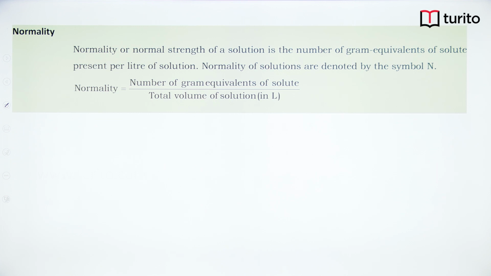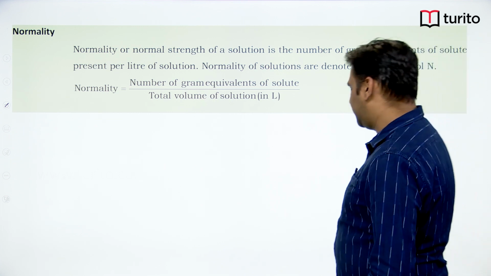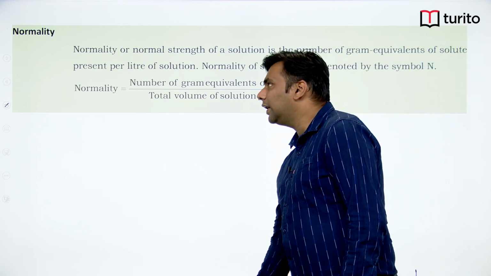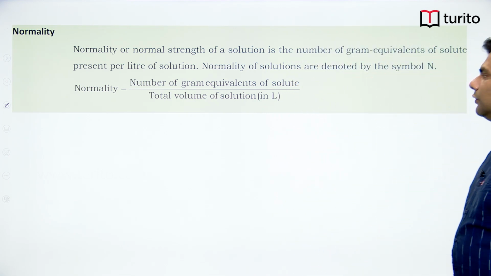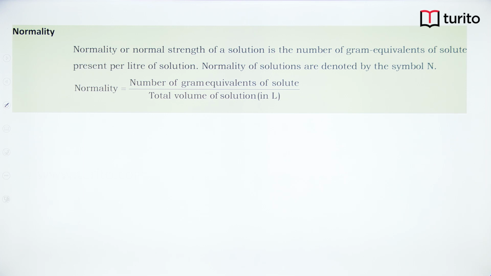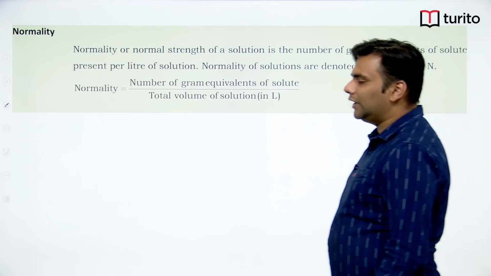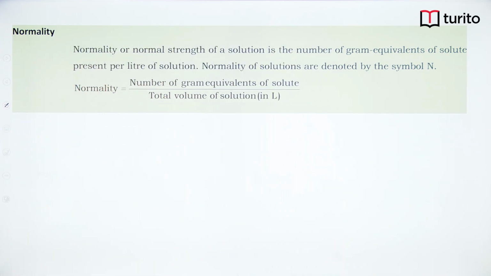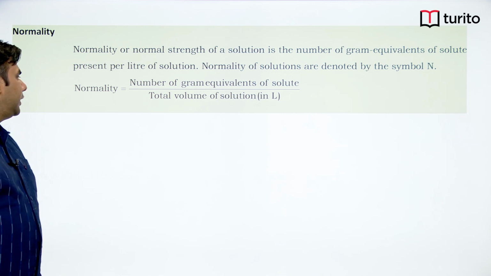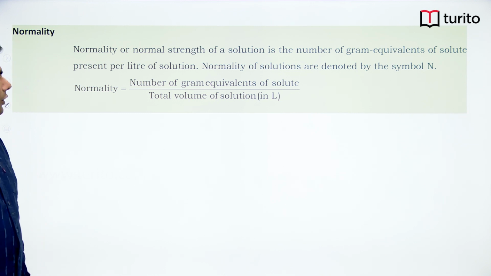Okay, so the last concept that we want to discuss for today is normality. Normality is defined as the number of gram equivalents of solute upon volume of the solution in liter. Molarity was the number of moles of solute divided by volume of solution in liter. Normality is the number of equivalents of solute divided by volume of solution in liter.